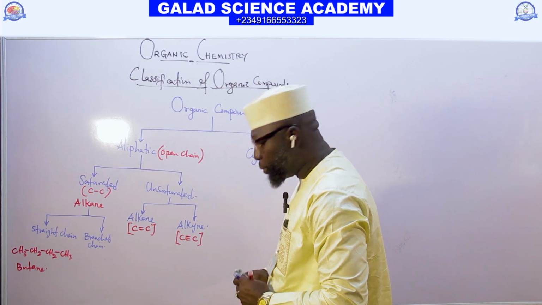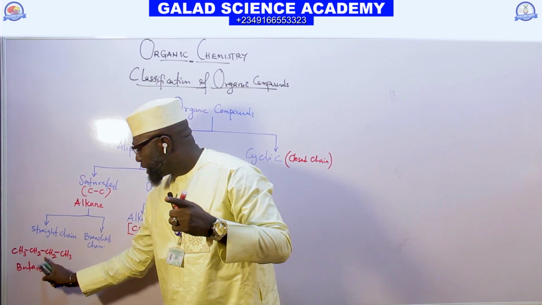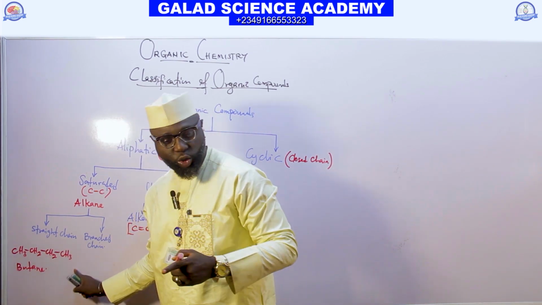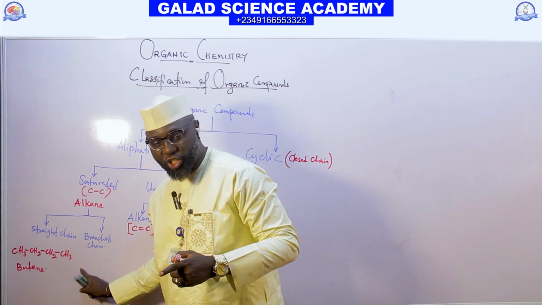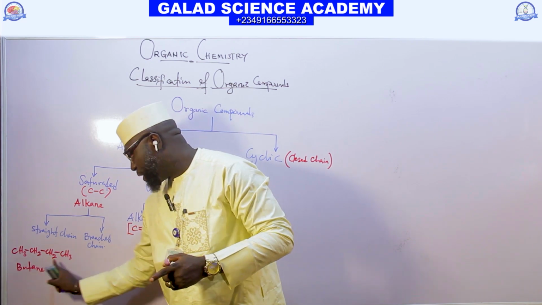You call it butane because it contains 4 carbon, and the functional group here is carbon single bond. But this compound can also be in a branch chain of this one. This one can be in the branch chain.